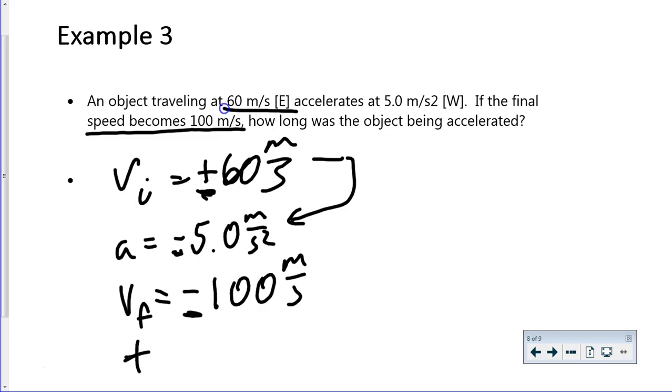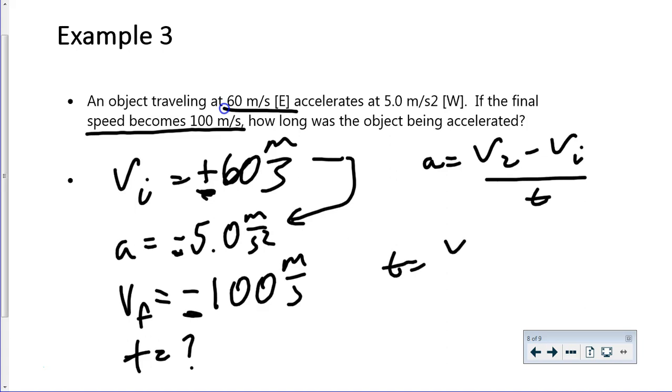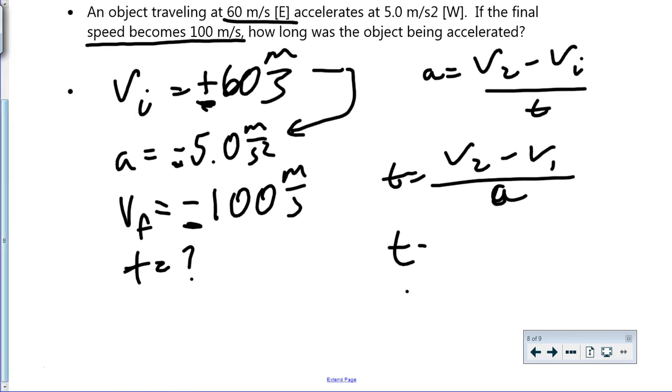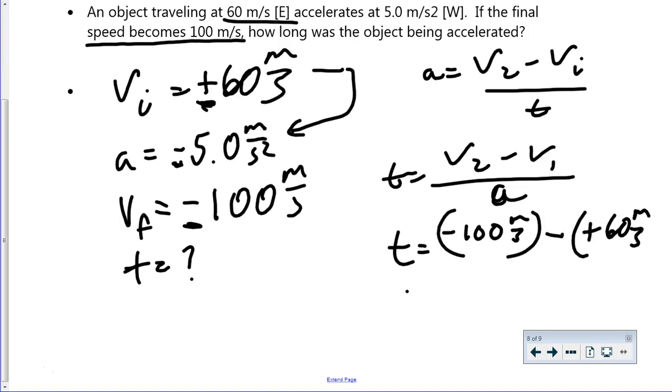Time was our unknown. A is equal to V2 minus V1 over T. T is equal to V2 minus V1 over A. Subbing in our values, T is equal to negative 100 meters per second minus a positive 60 meters per second, which gives us negative 160, divided by negative 5.0 meters per second squared, which is 32. And for some reason the pen just switched to red.